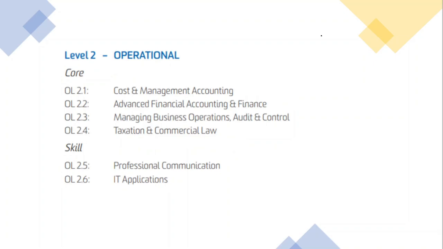Thereafter, you have level 2, a little bit more advanced than certificate level, where they expand on each of the core areas. So there you learn about cost and management accounting, advanced financial accounting and finance, managing business operation, audit and control, and finally taxation and commercial law as a core subject. The skill subject gets extended where you get an additional IT related subject there. So business communication gets advanced into professional communication, added with the IT application subject.